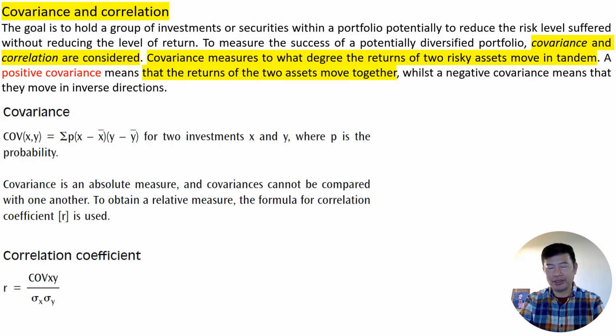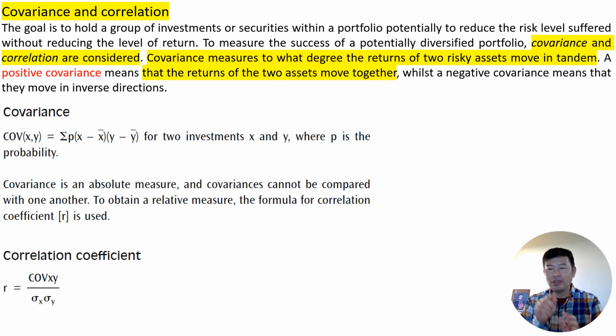Covariance and correlation, to study the relationship between two factors. Covariance measures to what degree the returns of two risky assets move in tandem. Do they move together, or do they move in the opposite way? Look at the sign, positive or negative. A positive covariance means that the returns of the two assets move together, while a negative covariance means that they move in inverse directions.